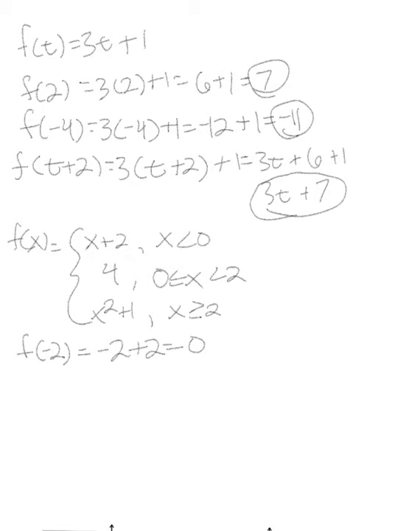Next, what about f of 1? So in the first one, our x is negative 2, our y is 0. Remember, our y is dependent on whatever the x is. Second one, f of 1. Well, 1 is when x is between 0 and 2, it's 4. So our answer is 4.